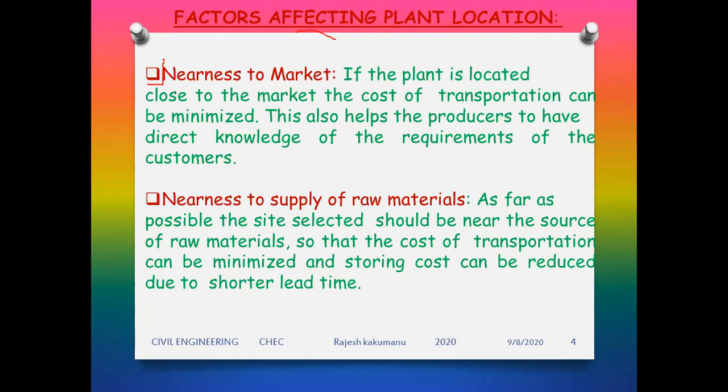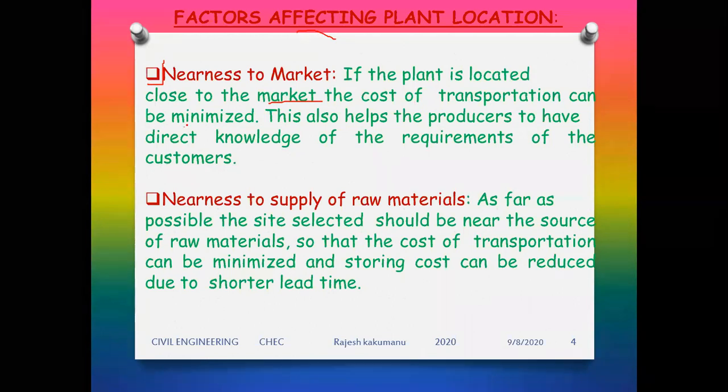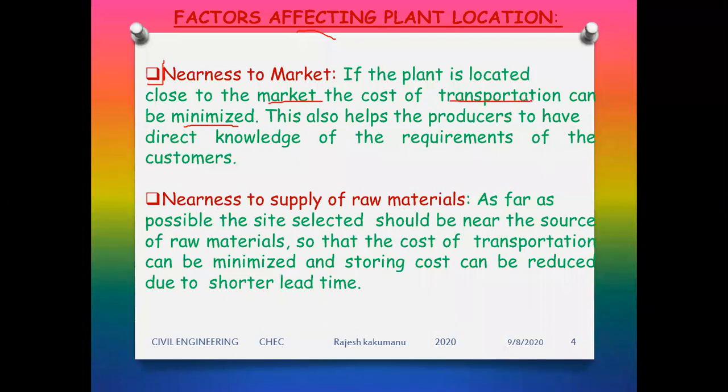First thing, nearness to the market. What is the meaning of nearness to the market? Whenever you are placing the plant in any industry, it should be close to the market. That market can be a wholesale market or a retail market, right? Next, the cost of transportation can be minimized. Whenever your place is near the market, automatically transportation cost comes down, petrol and diesel expenses come down. This also helps the producers to have direct knowledge of the requirements of the customer.